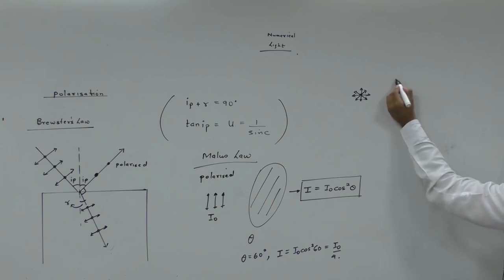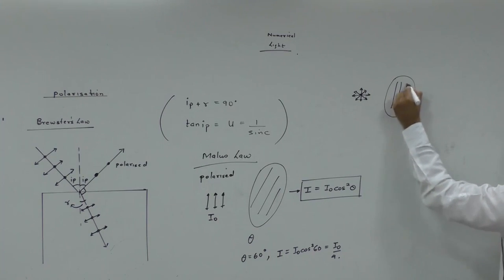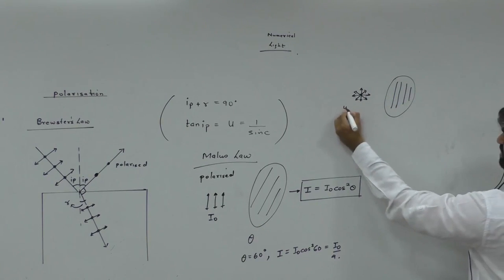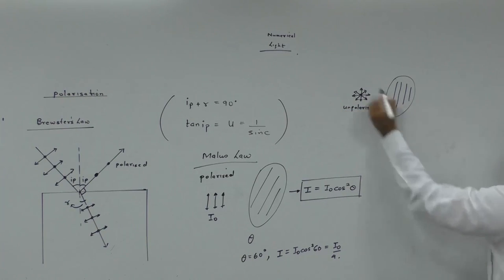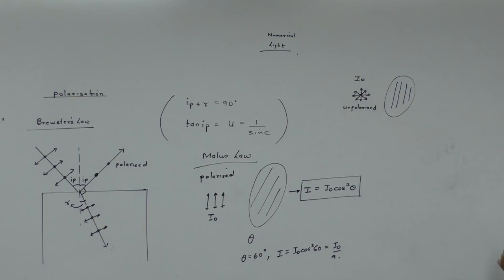Getting it? Listen, a polarizer is there. This is which light? Unpolarized light, and a polarizer is kept. Let its intensity be I naught. Which vibrations will be allowed? Only vertical, because its transmission axis is vertical. So only these vibrations are allowed, and the intensity half will be cut off. So how much remains? I naught by 2. Now listen, this was unpolarized, and what has this become? Polarized.